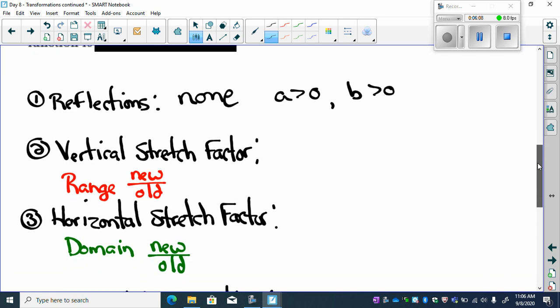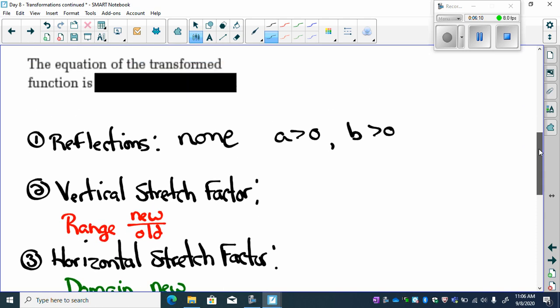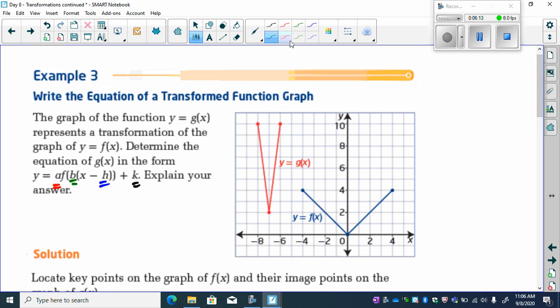Then I'm going to go after my vertical stretch factor. In order to find the vertical stretch factor, I am going to look at the range of each curve. So let's look at the range of the old curve, the original. It went from a y value of 0 to a y value of 4. The total range, and I do these in red, is going to be 4 units. From 0 to 4, that's 4 units.